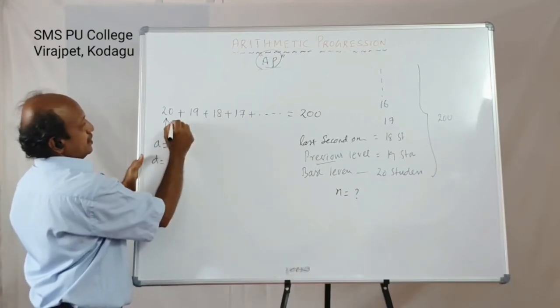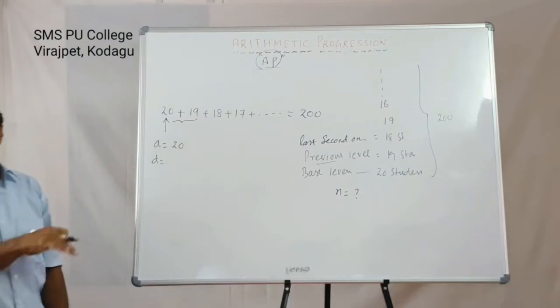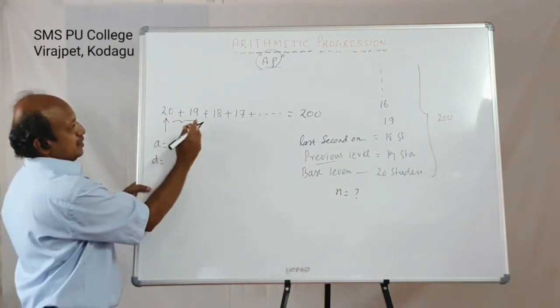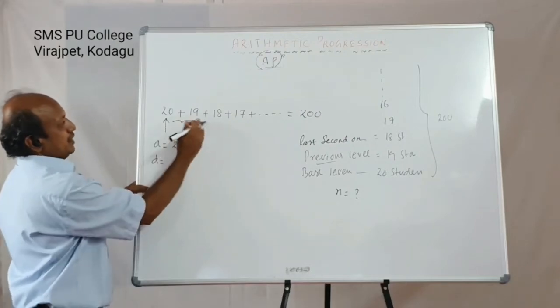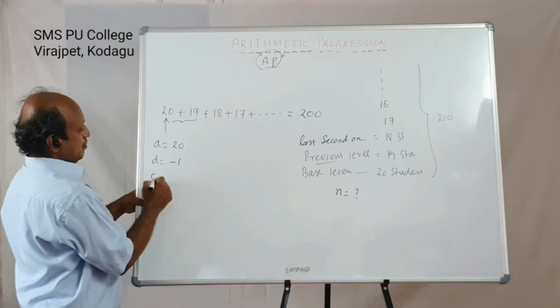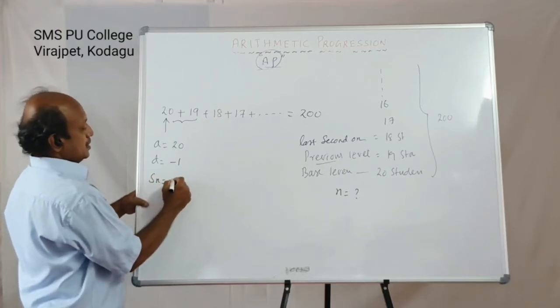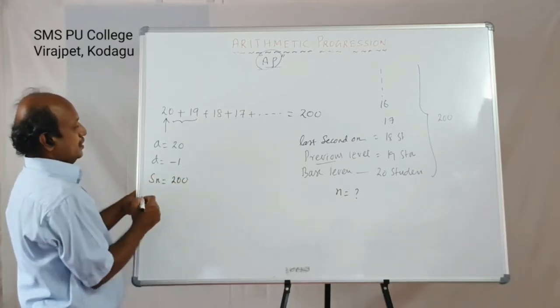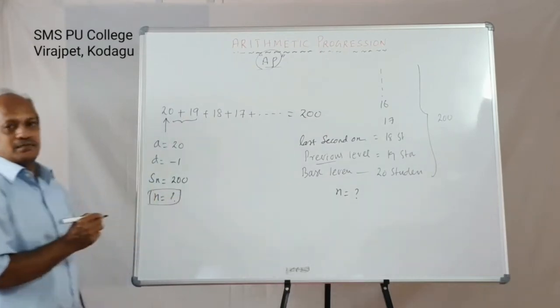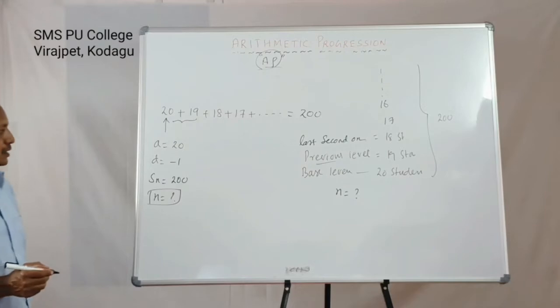What is the value of D? Is it 20 minus 19 or 19 minus 20? The common difference is always the right-hand side term minus the left-hand side term. 19 minus 20 is nothing but minus 1. What is Sn? Sn is nothing but 200. Now what you have to find is: how many rows are there in this arrangement?